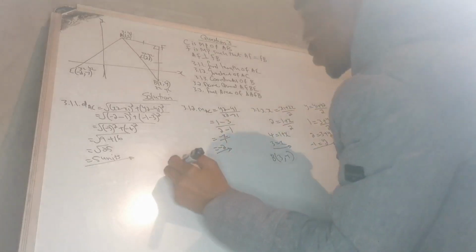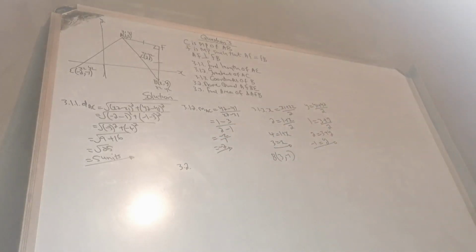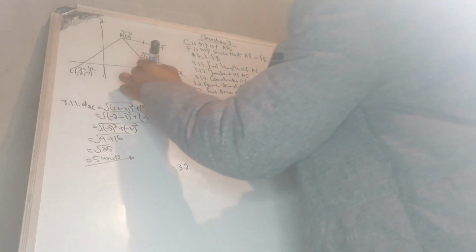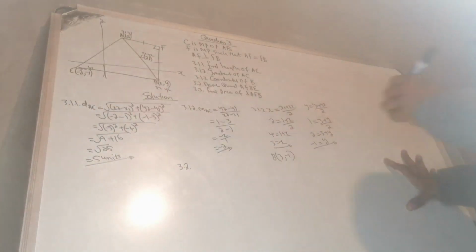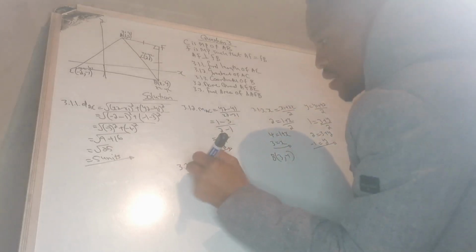And then we go to 3.2. They are joining a few things. They are joining AFBE, and it forms a special quadrilateral. And that looks like a kite. Name the quadrilateral with all the attributes that go with a kite. So this is a kite.